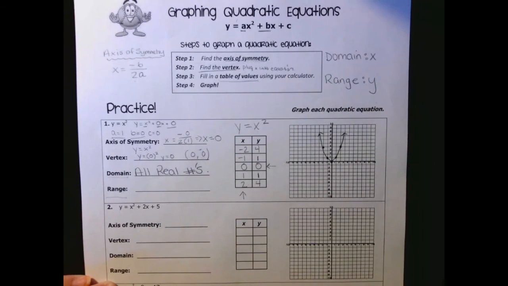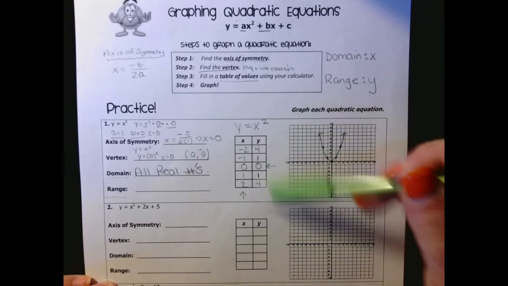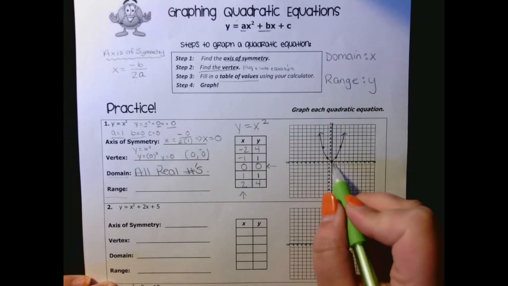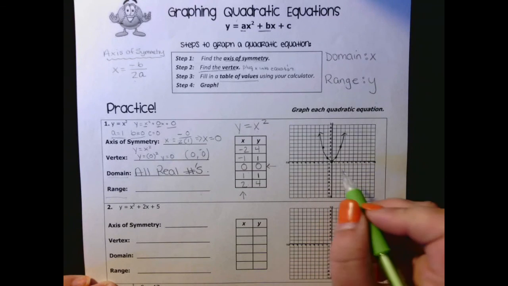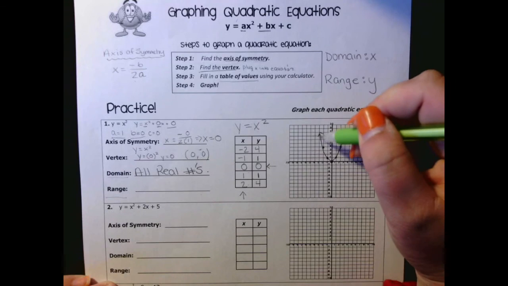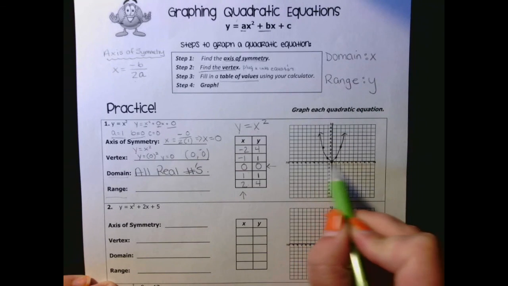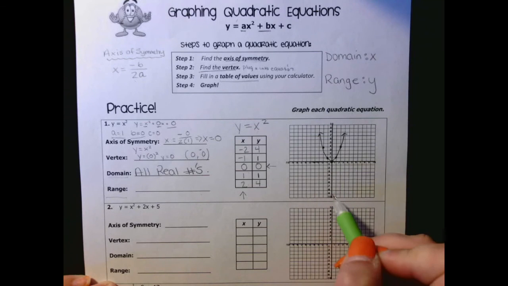And then my range is going to be my y values. So you can either look at your table here or look at your graph here, and you want to figure out where your min or your max is. So for this one here, my minimum is the bottom point that my graph reaches. So where it changes that direction, this graph is never going to go below that vertex or that minimum point.